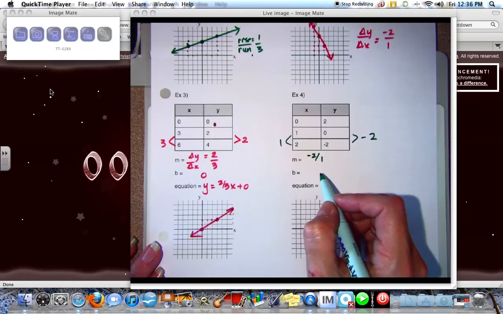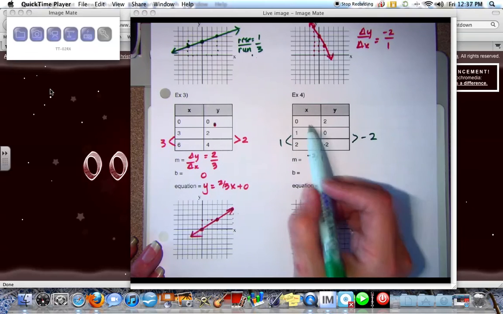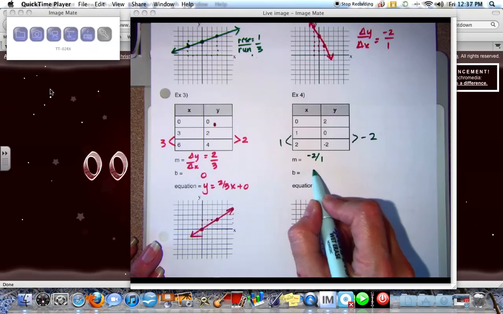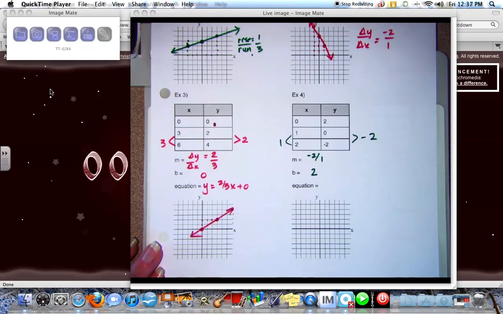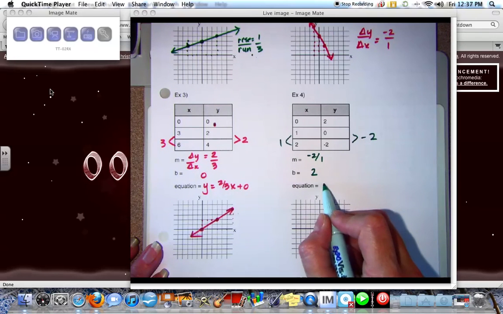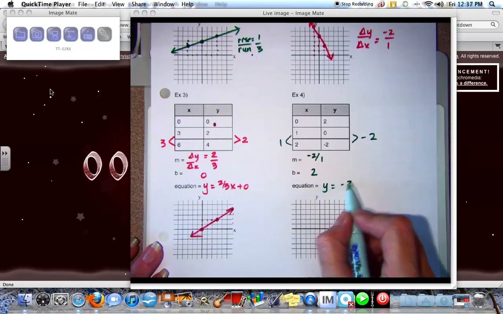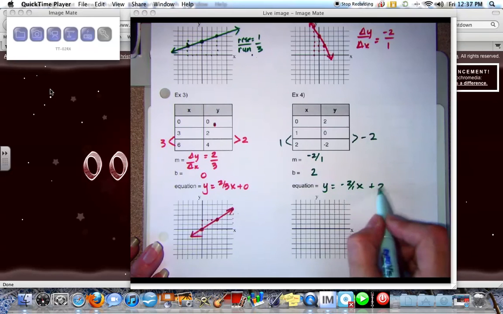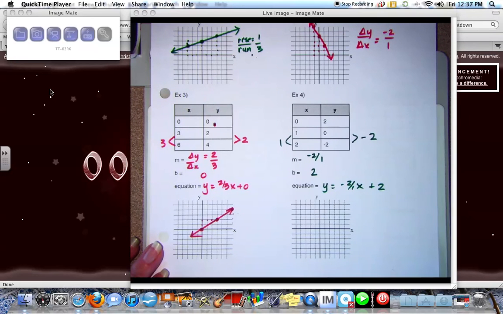Everybody agrees? 2. Why do you think it's 2? Because the x value is always 0 and y is 2, so that's 2. Very nice. So that means my equation should be what? Y equals -2 over 1x plus 2.